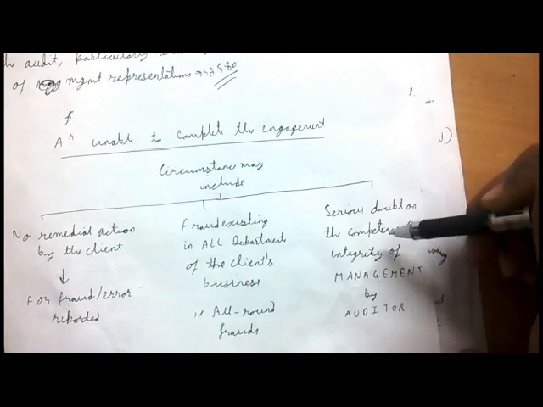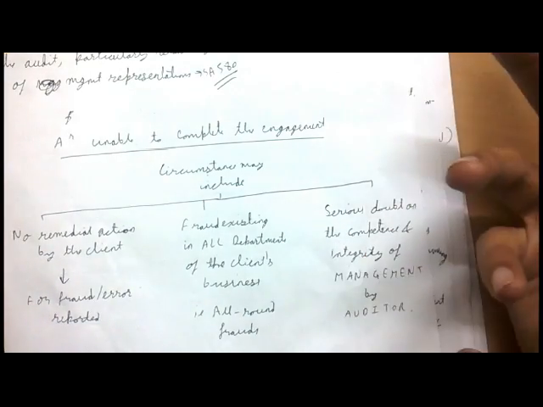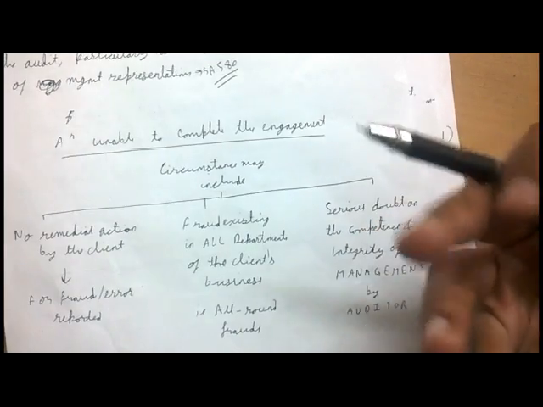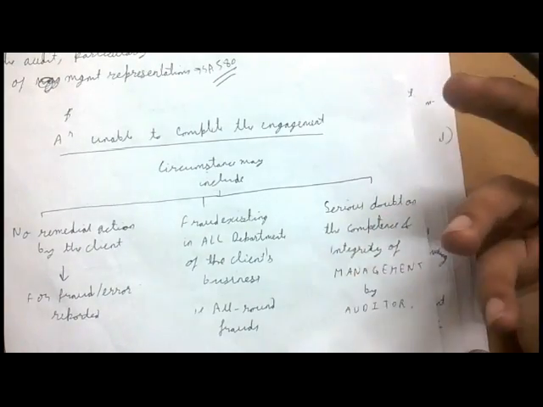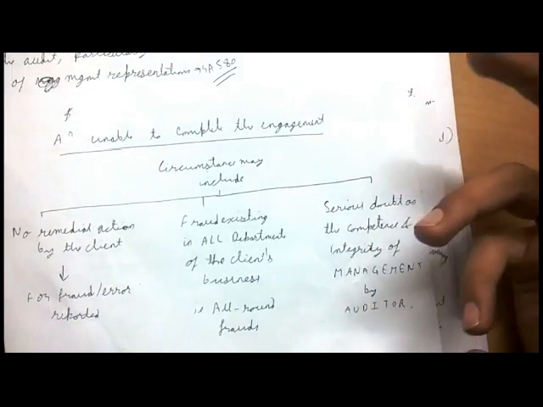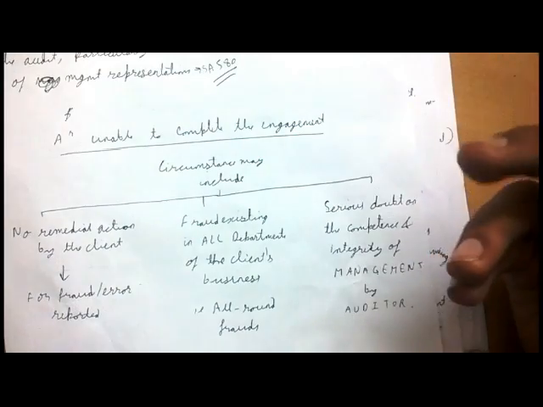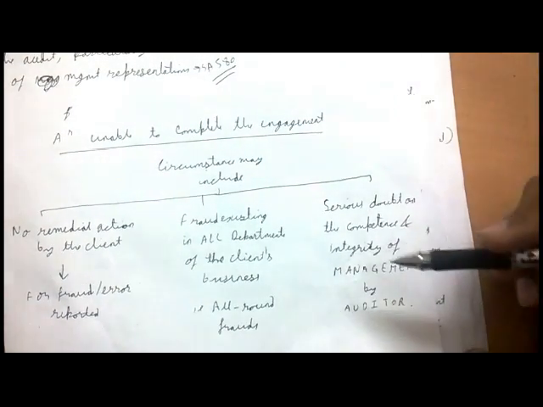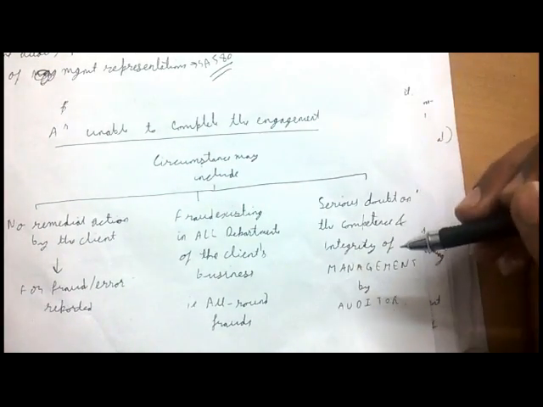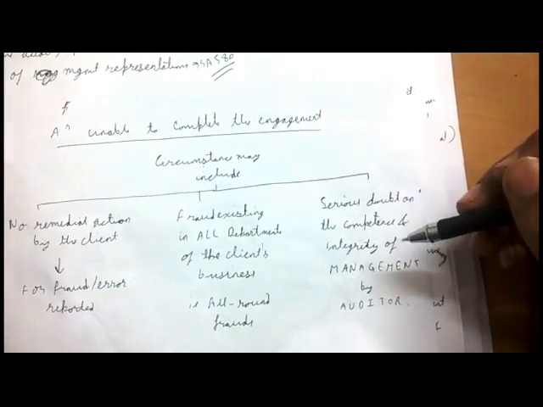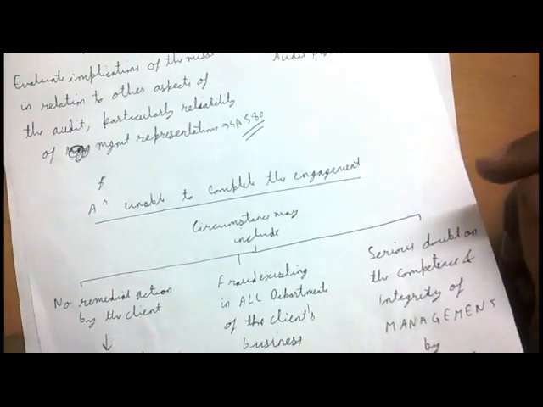Now, there's a serious doubt on the competence and integrity of management. The management is not competent enough, or they are not a single entity. For example, one part of the management is saying one thing, and the other part is saying another thing, and these two things are different. I mean, they are inconsistent. They have different groups in the management which are giving different directions to the auditor. So if the auditor doubts their competence and integrity, then also this may lead to the inability of the auditor to complete the engagement.